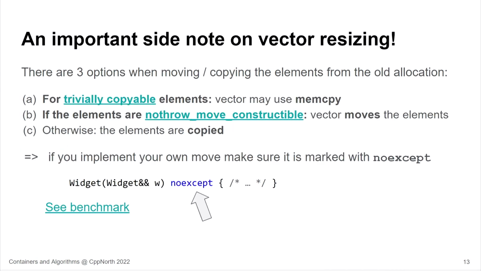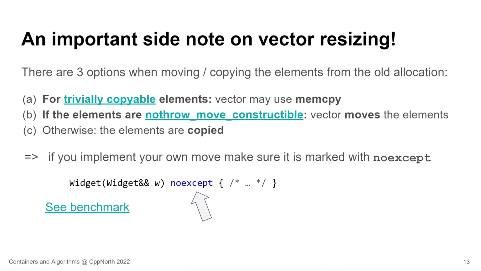An important side note regarding vector resizing. There are three options when we call push_back and there is a need for resize, or when we call resize. First, if the items are trivially copyable, then the vector just uses memcpy or std::copy, or in any case, copies the memory, not each element separately. So copying as a block of memory.